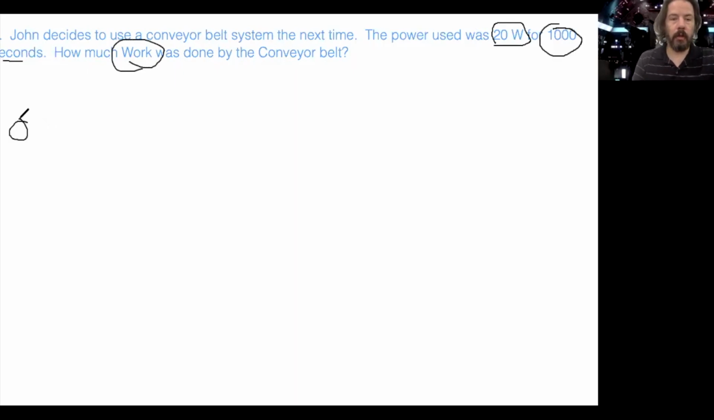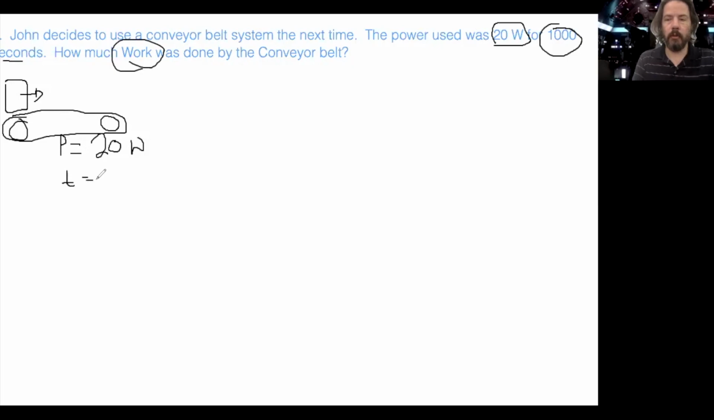Okay, so our conveyor belt basically is almost like an escalator, but it usually moves packages or something from side to side. So we got a box moving, and the conveyor belt is outputting a power of 20 watts, and it's running for a time equal to 1,000 seconds. And we're wanting to know what's the work being done. Okay, so that's our general picture.